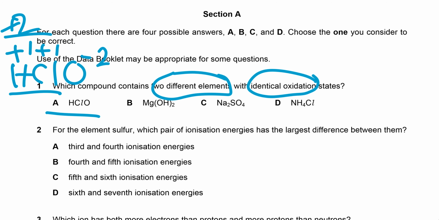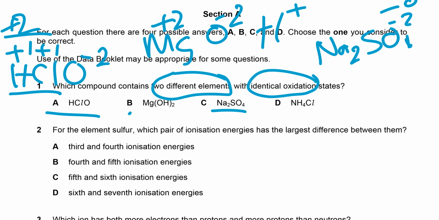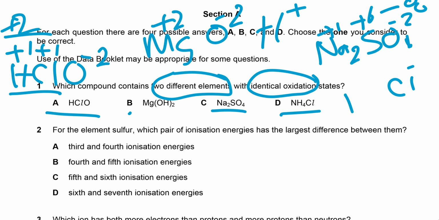And if you apply it to the magnesium hydroxide, magnesium is +2, oxygen is -2, and hydrogen is +1. So no one is identical oxidation state. And also for sodium sulfate, the sulfate is -2, oxygen -8, sulfur +6, +1 for each sodium. So here also in the ammonium chloride, the chloride is negative, sorry for that, and NH4, this one -3, this one +1. So the correct answer is A.